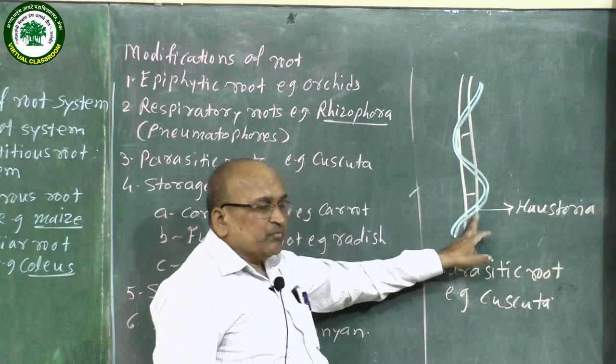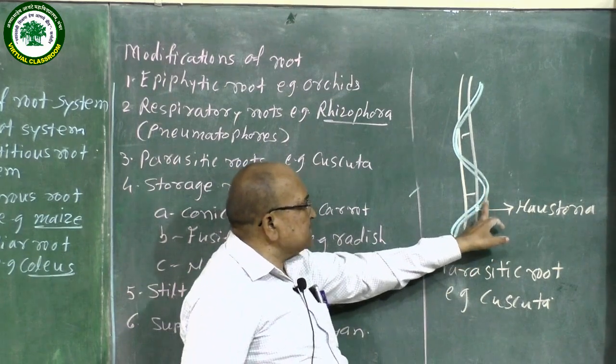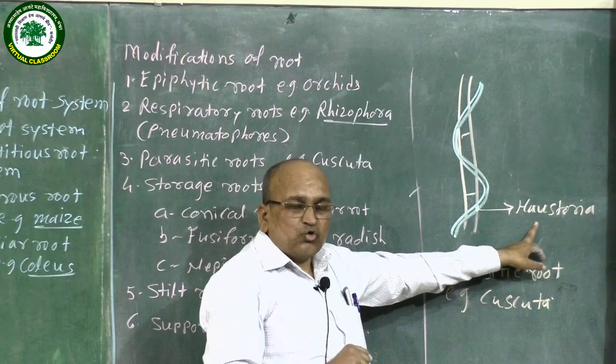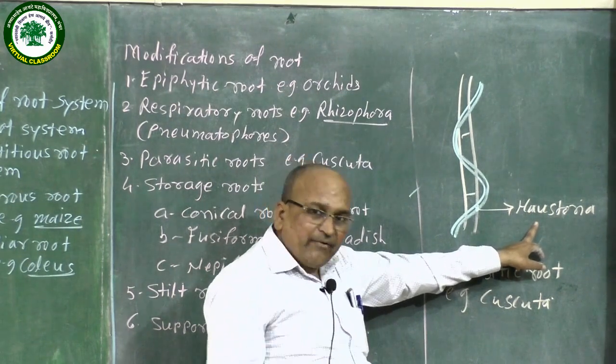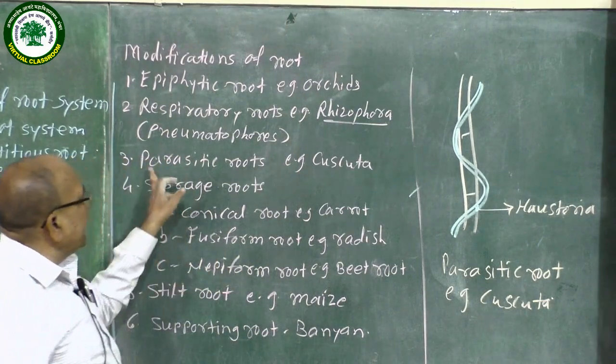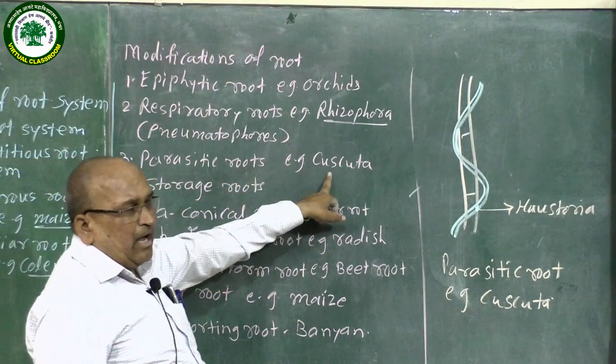Such a newly developed organ by the parasite is known as the haustoria, and it is a modified root. So this modified root is called a parasitic root. Example is the Cuscuta, Amarvel.